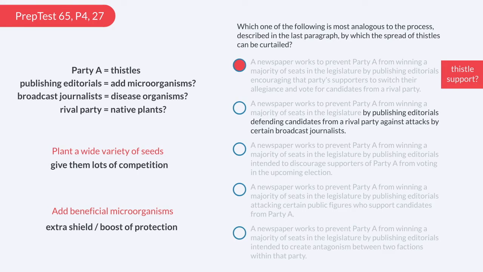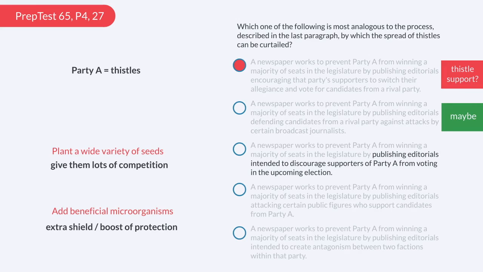We're trying to prevent thistles from winning a majority by helping out these candidates from a rival party, helping out the native seeds by protecting them from an attack. The attack is coming from disease organisms like journalists, and the defense mechanism is the editorial, the microorganisms. It's got a lot of layers, but we can kind of make that work.